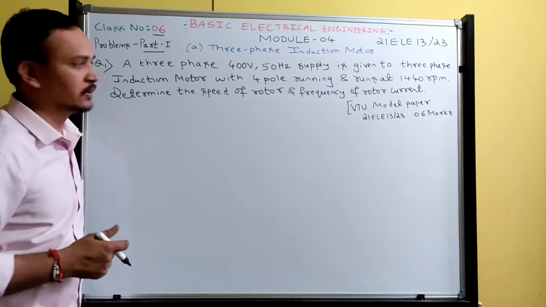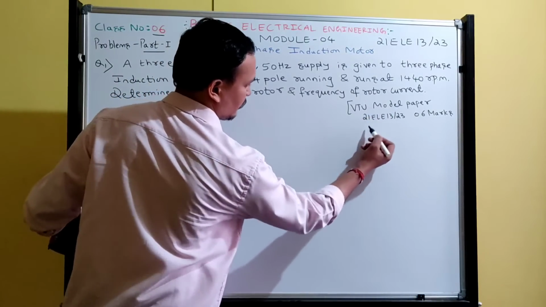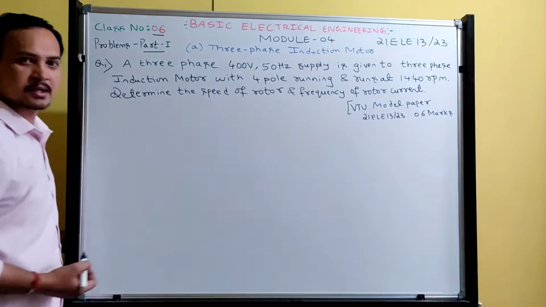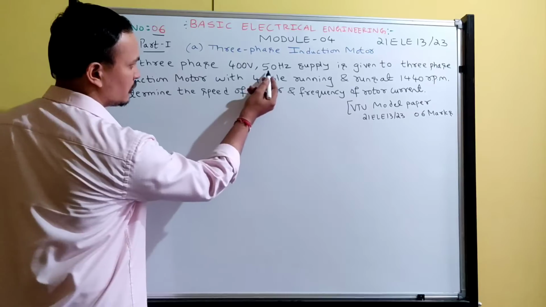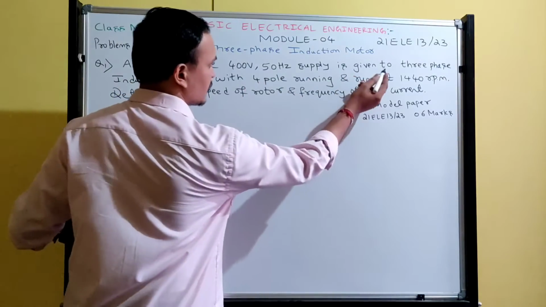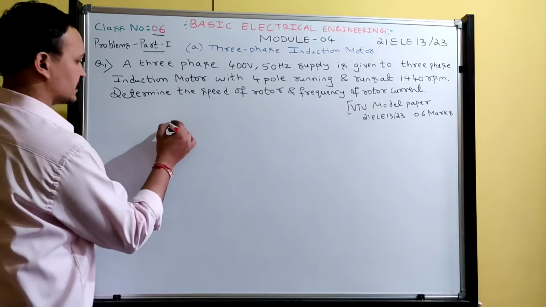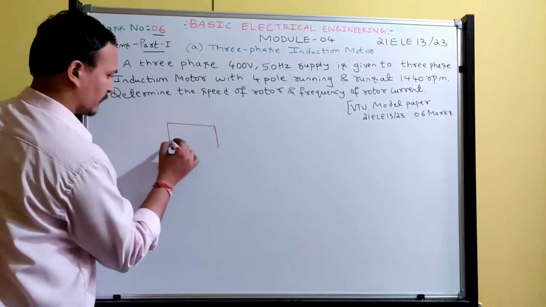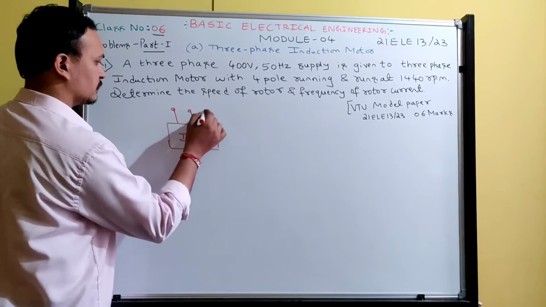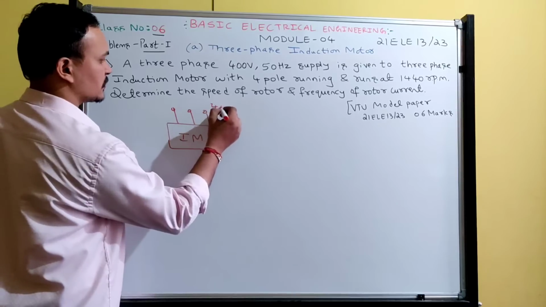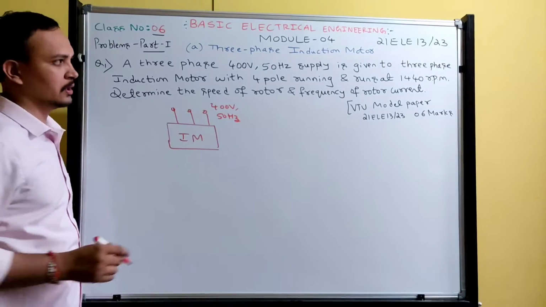So let's start with the first question. This question was asked in the VTU model paper for the new scheme, and the marks is 6 marks. Let me read the question. A 3-phase 400 volt 50 hertz supply is given to a 3-phase induction motor. So there is an induction motor, and for this induction motor, 3-phase supply is given. What are the specifications? 400 volt, 50 hertz.